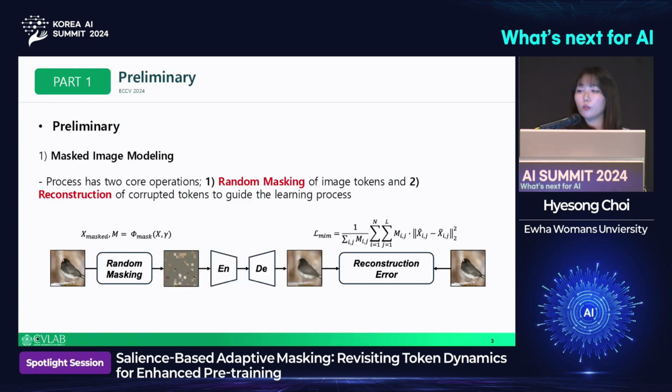So are you all familiar with masked image modeling? Masked image modeling (MIM) has proven to be a highly successful framework, driving much of the progress in the self-supervised learning field. The process of this framework involves two main components: random masking of input tokens and calculating the reconstruction loss as the learning objective.